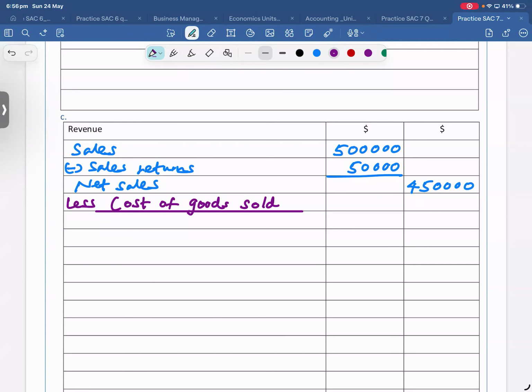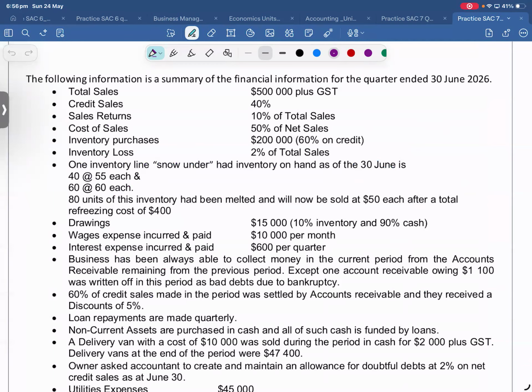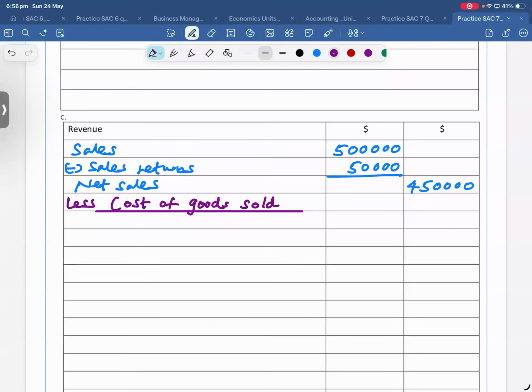Cost of goods sold. Right, they had given us, guys, cost of sales, 50% of net sales. How much? 225,000.